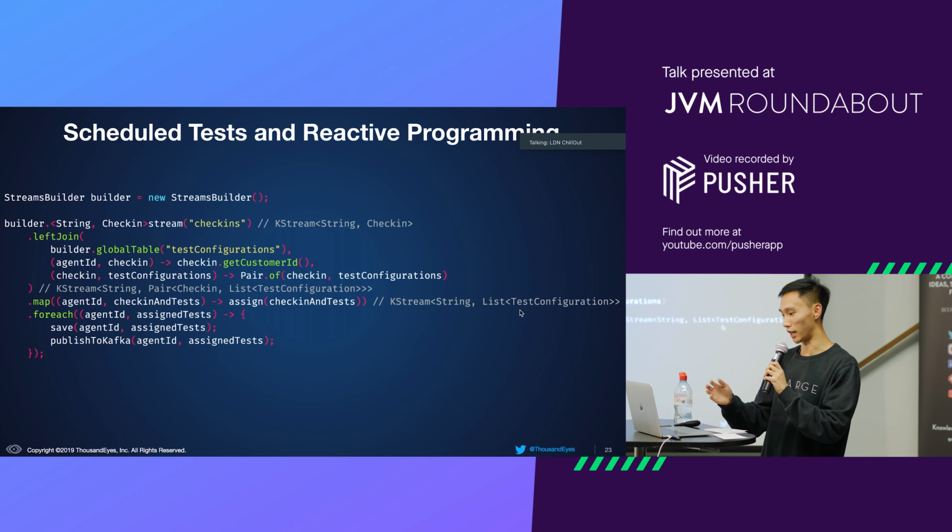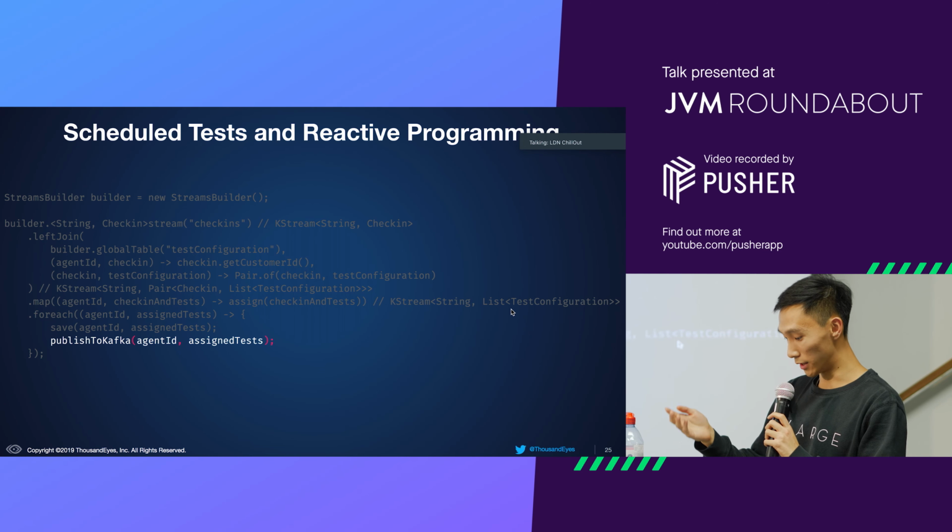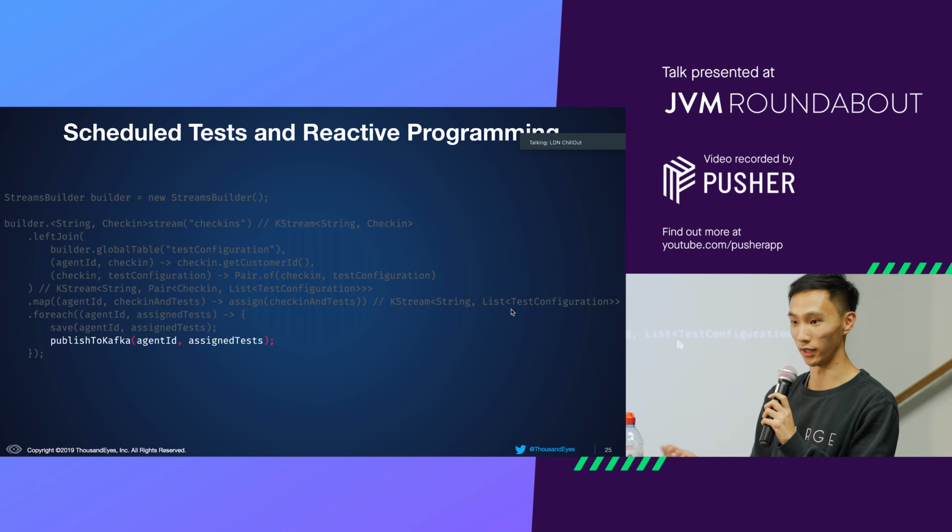Finally, for each test that this agent needs to run, we save it, and then we also publish it to Kafka. Because we've saved it as state, when the agent polls the scheduler every 10 minutes for what test it needs to run, the scheduler has the answer already. Now, a natural question to ask is why are we publishing the set of assigned tests to Kafka as well? Well, it's because we want to be able to react on this event later.